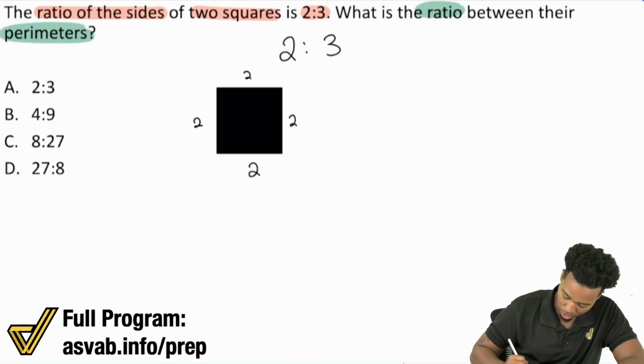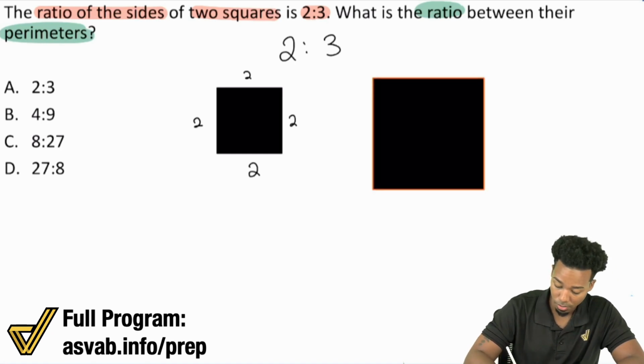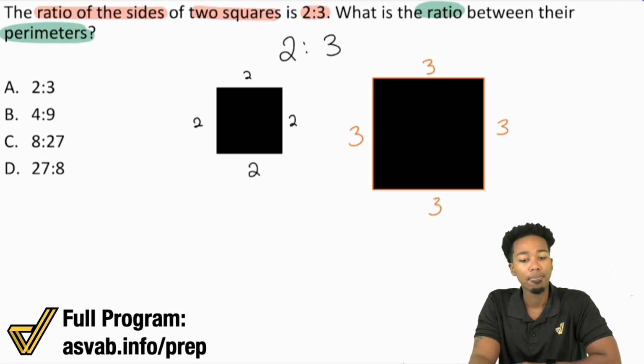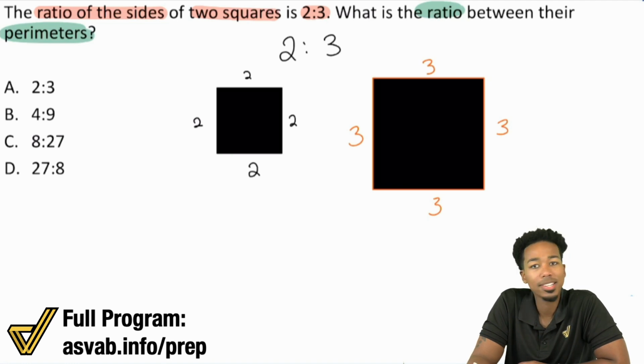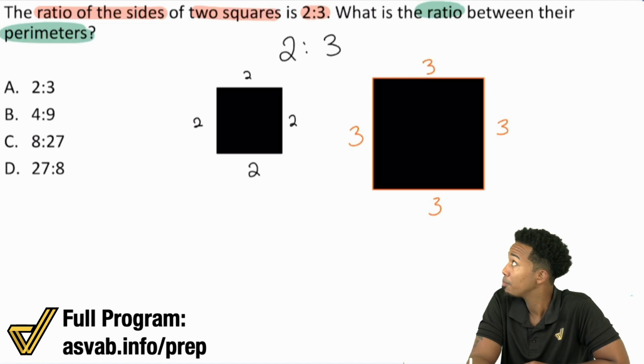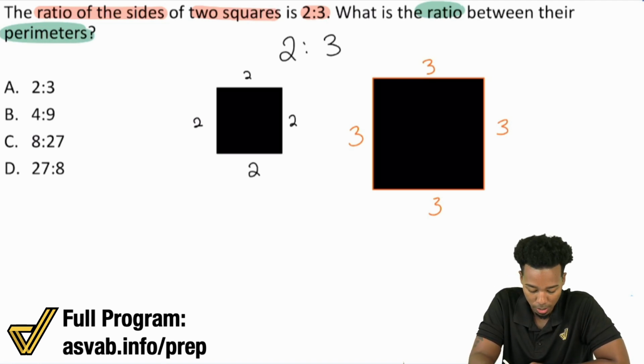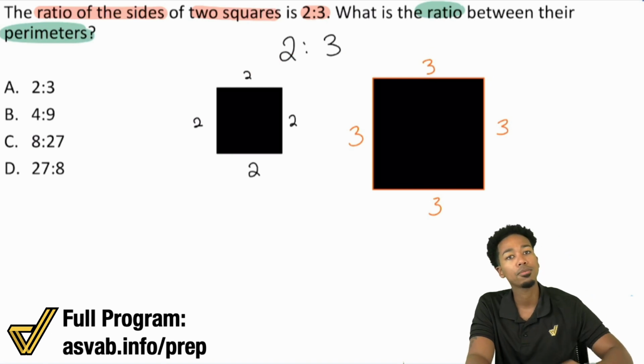And here's a square with sides of 3. Is it fair to say that the ratio of their sides is 2 to 3? Yeah. Is this drawn to scale? No, obviously this one looks way bigger, but don't worry about that. Go by example here. They did give you enough information to solve it easily, but if you want to use an example, use an example. The ratio of the sides is 2 to 3. Let's find their perimeters.